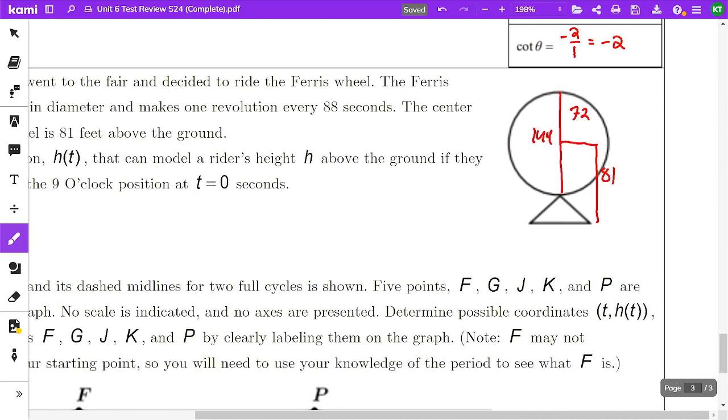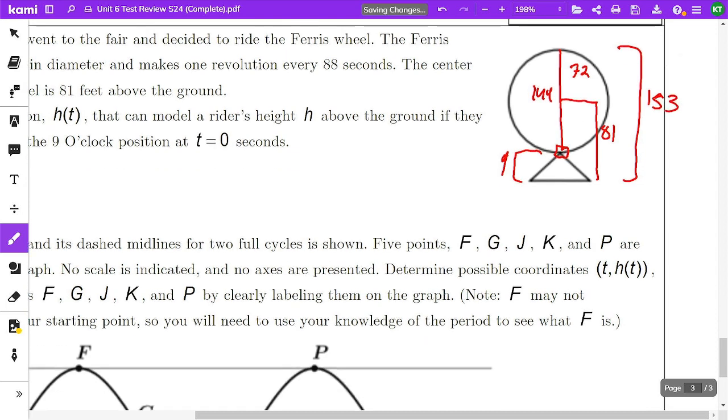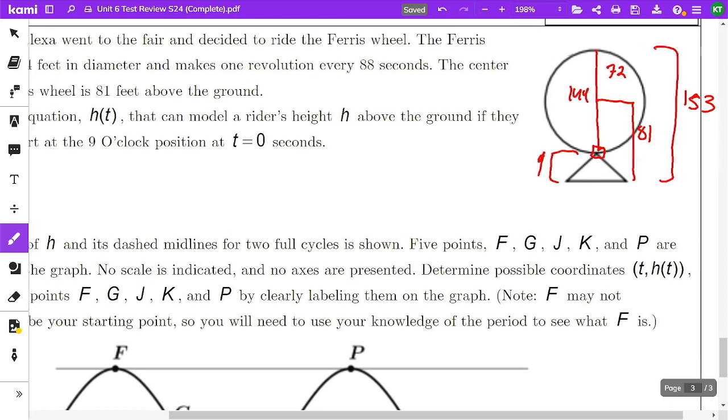Which means now we have to figure out from our base to the ground, so right here to the ground. That's going to be 81 minus 72, which is 9. And then we have to do 9 plus 144 to get the whole entire height, which if you add this together is 153. So once you get all that stuff labeled, we can move on to writing our equation. Before that, actually, I jumped the gun.